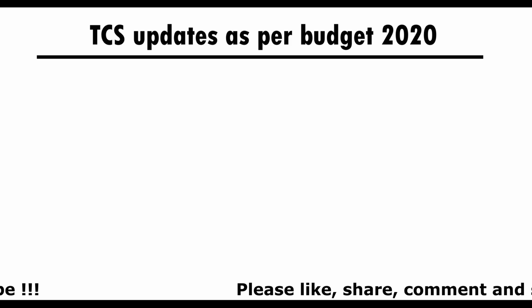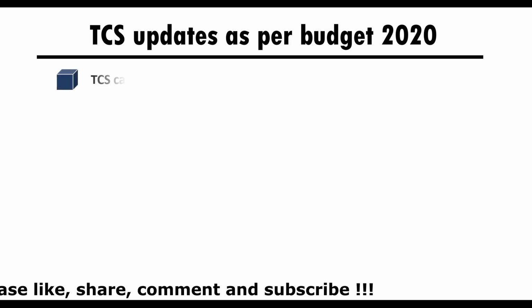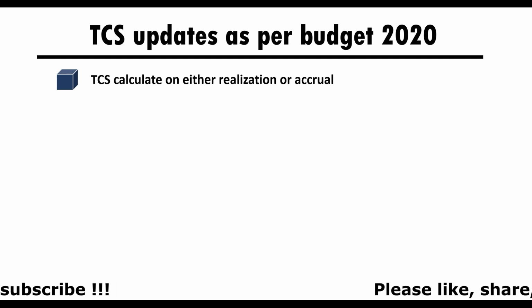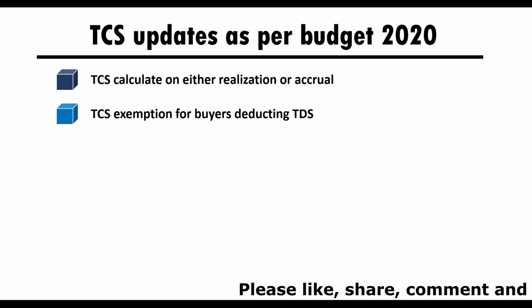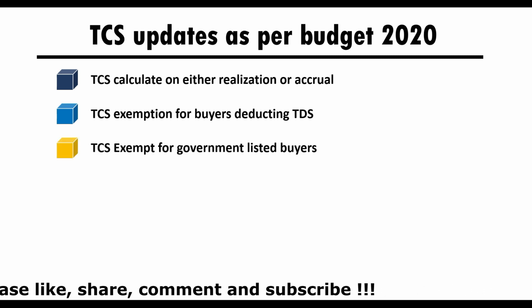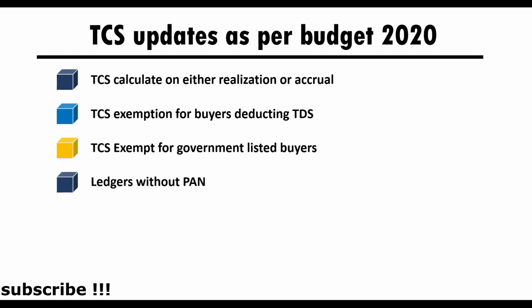Now let's see TCS updates as per the budget 2020. In this release, we can calculate TCS either on realization or accrual basis. Next, we can give TCS exemption for buyers deducting TDS. Next, TCS exempt for government listed buyers. For ledgers without PAN number, a separate report is given under TCS report.